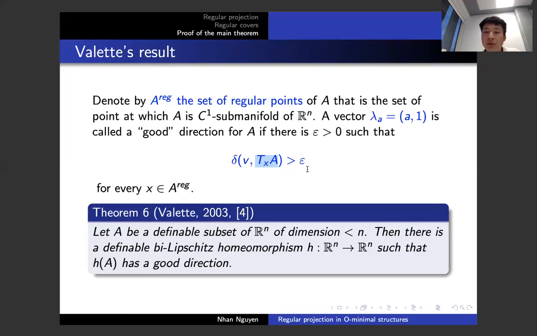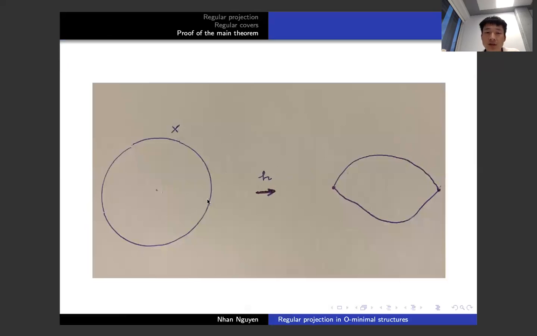I would like to remark that not every given set has a good direction. For example, a circle doesn't have a good direction. But after a bi-Lipschitz homeomorphism, its image has at least one.